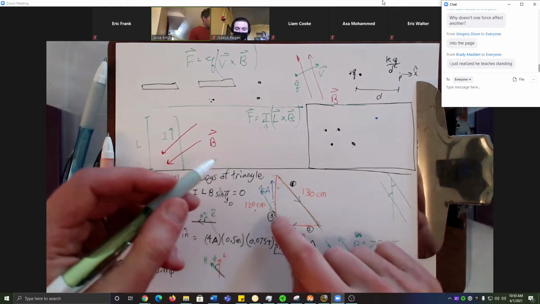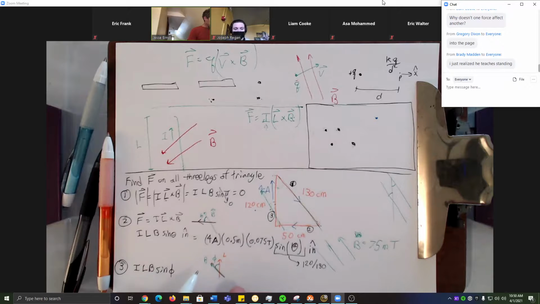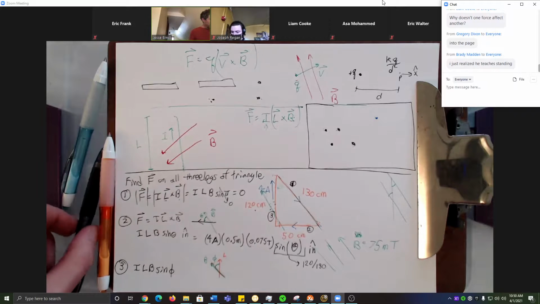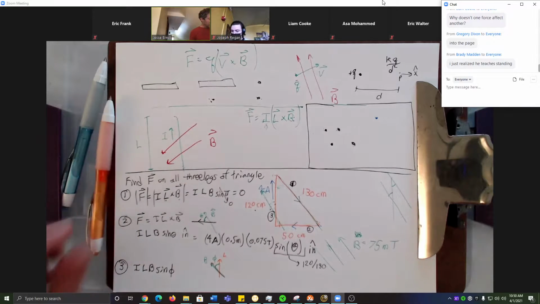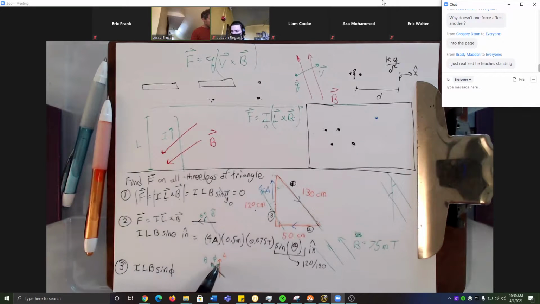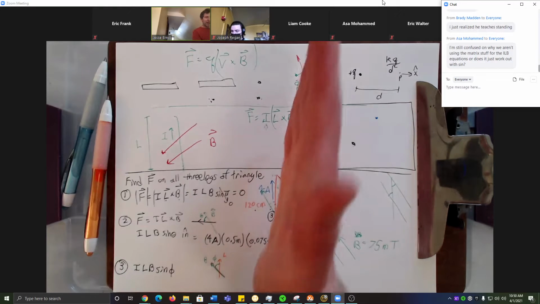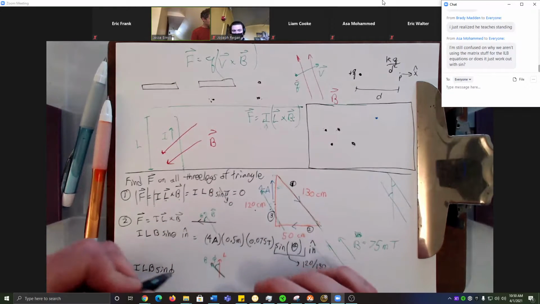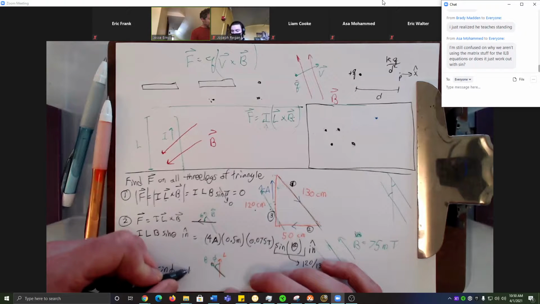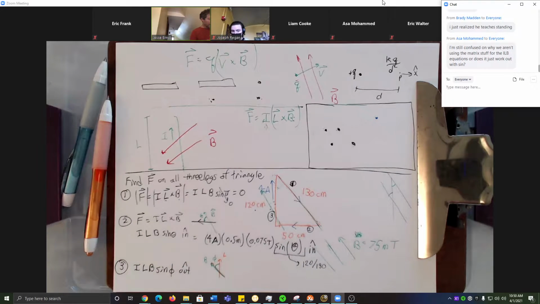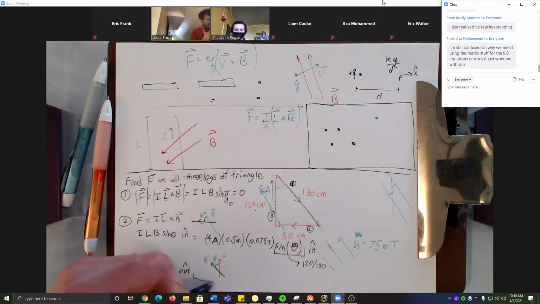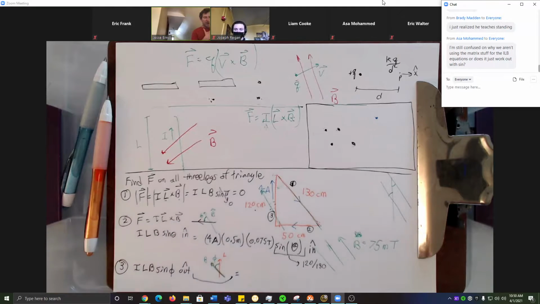Okay, so we've got I L cross B, and so that's I L B sine phi. And then we're going to need a direction. What's the direction of L cross B? It's going to be out. So it's going to be this size in the outward direction. All right, questions so far?